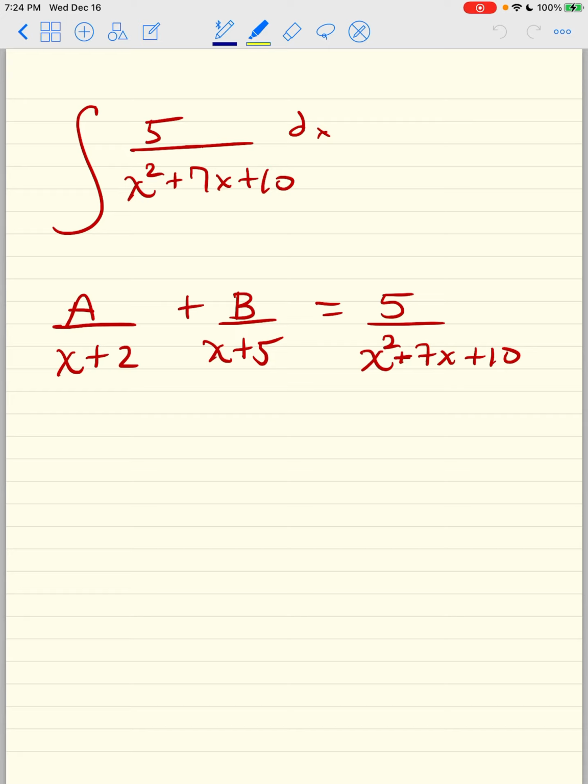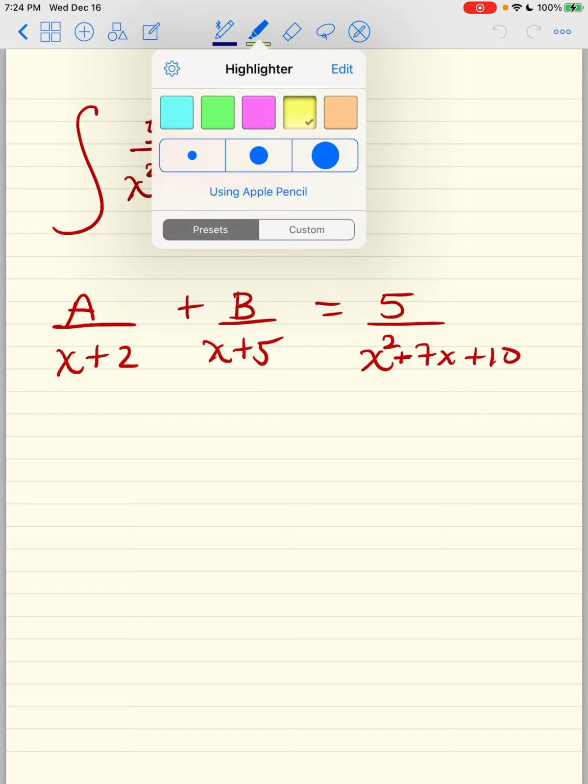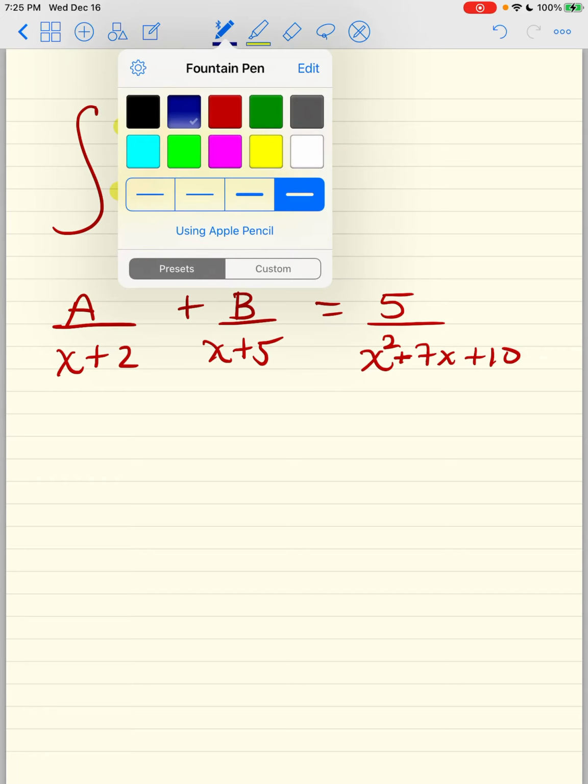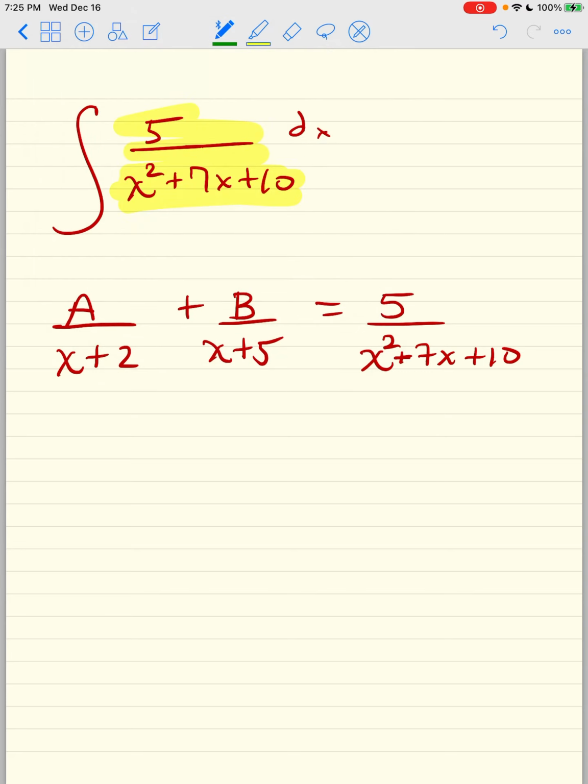5 over x squared plus 7x plus 10, well, I don't have a perfect u sub. The bottom looks factorable, so why not? Let's see what we can do. Let's create two fractions. So I did A over x plus 2 plus B over x plus 5, which are the two factors for this, equals the question.